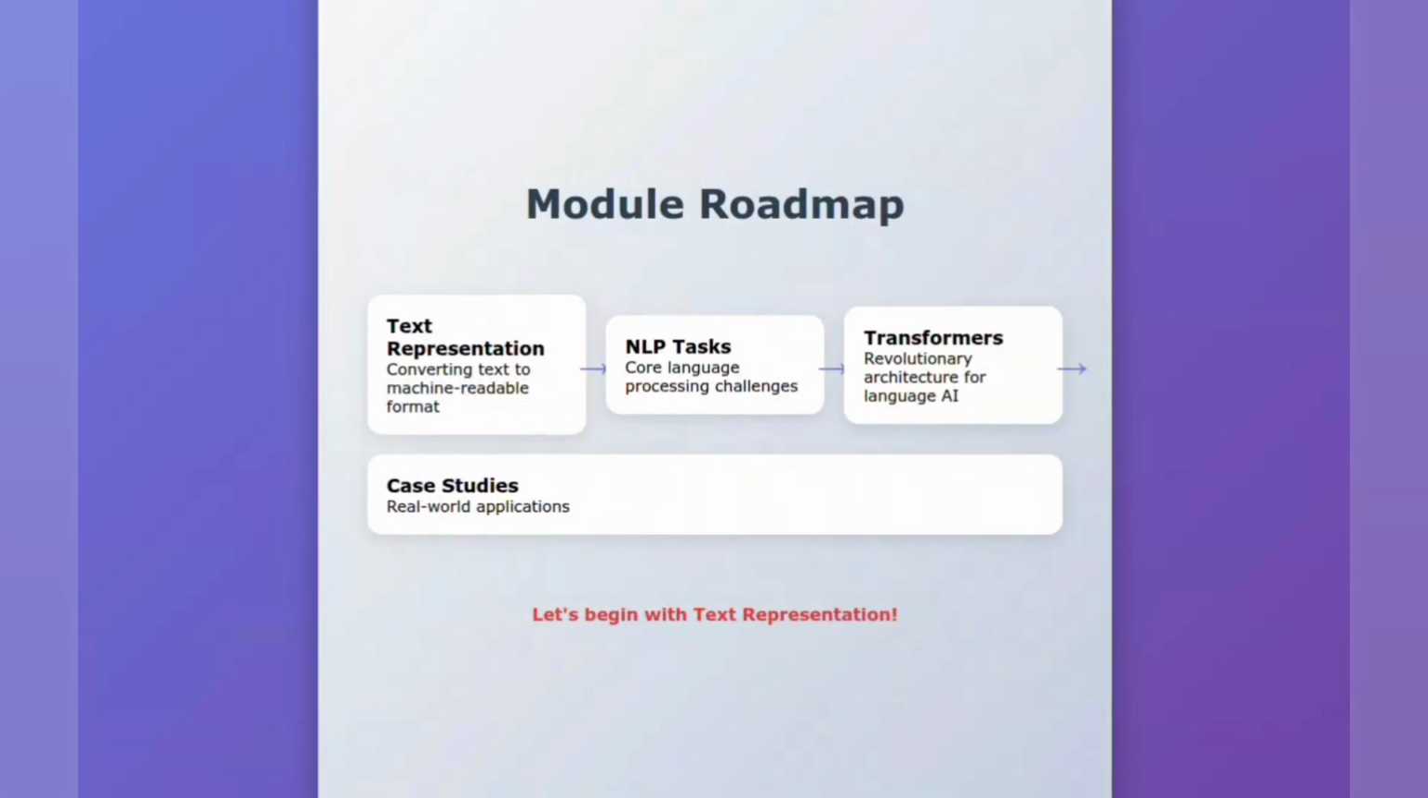In this module, we'll start by understanding how unstructured text is converted into a format machines can process. Then we'll explore core NLP tasks, and finally dive into the revolutionary transformer architecture, which underpins the latest advancements in language AI, including generative AI. Let's begin by looking at text representation.